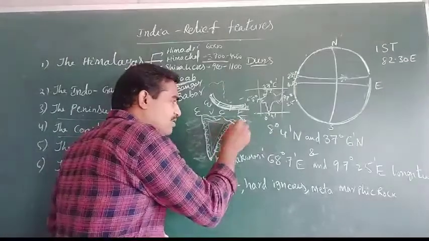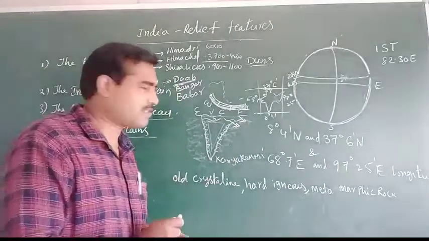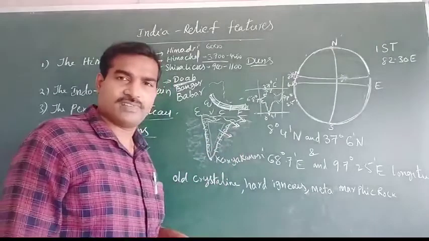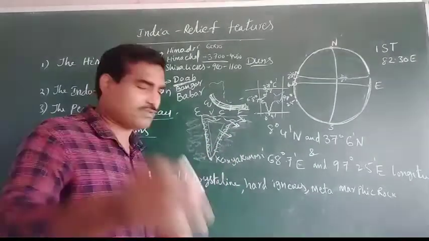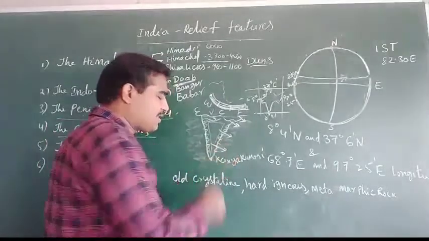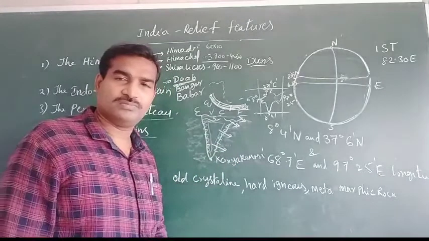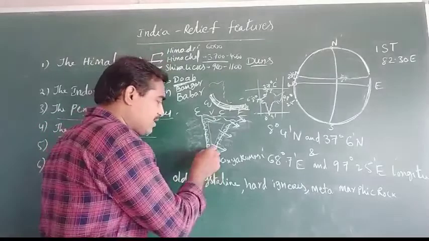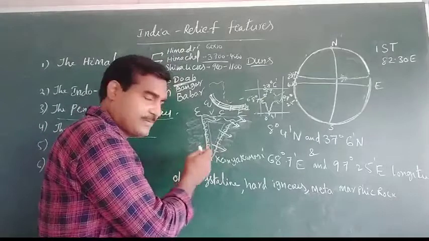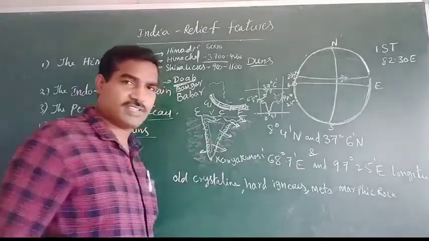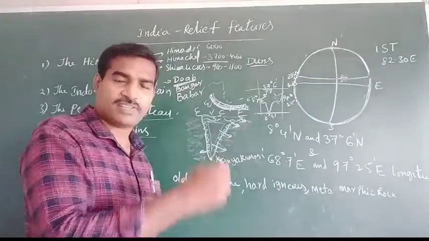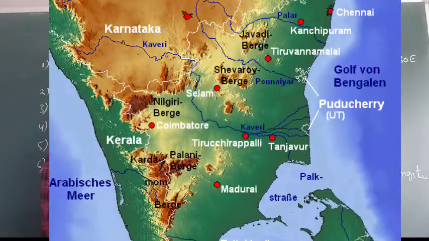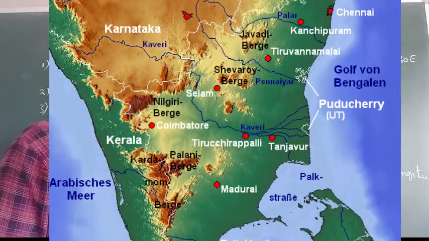The Odisha coast is known as the Utkal coast, and next it is Andhra Pradesh. It's known as the Sarkar coast, and next one is Tamil Nadu. It's called the Coromandel coast, and next, on the west side, Kerala state. The coastal line of Kerala is known as the Malabar coast, and the next one, Karnataka.